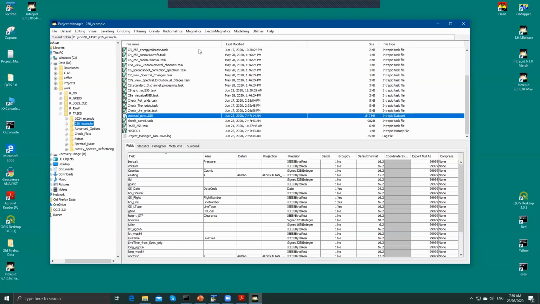So just look at your screen here on the top right. If the job file shows it's still running, then it's still going along. Yeah, it's still running.